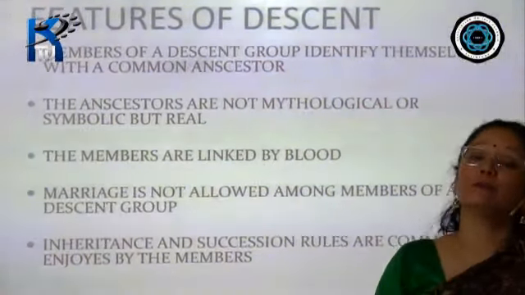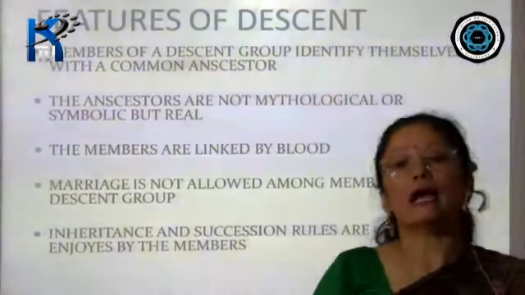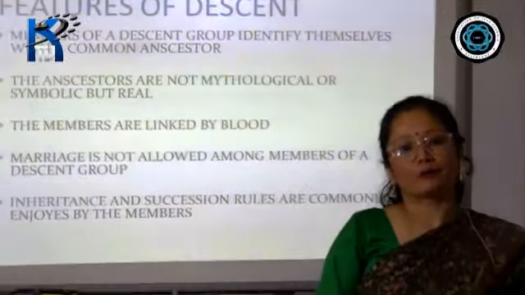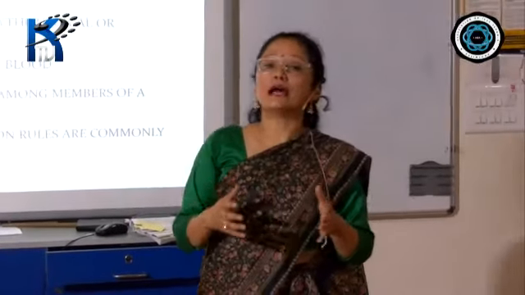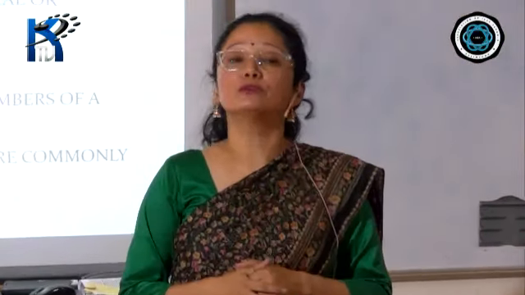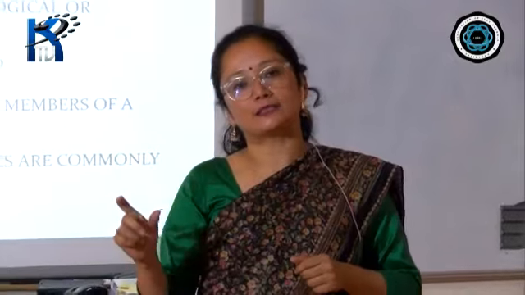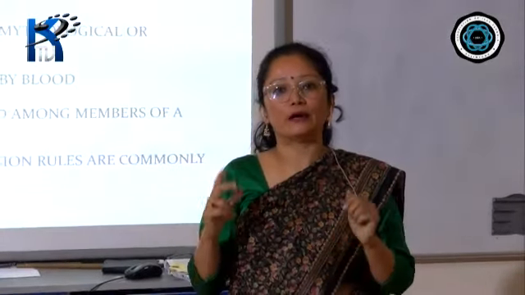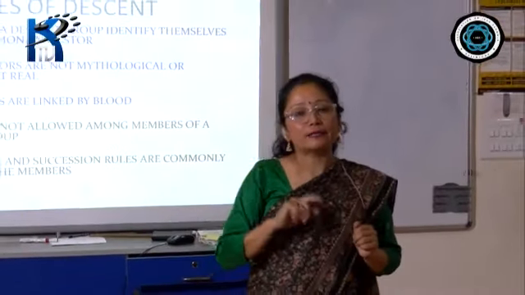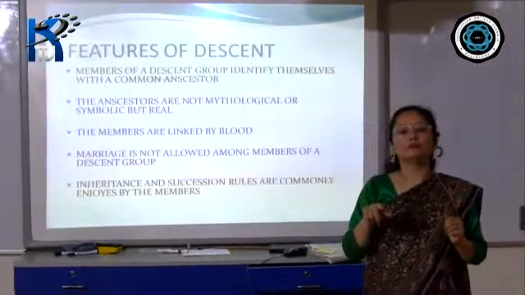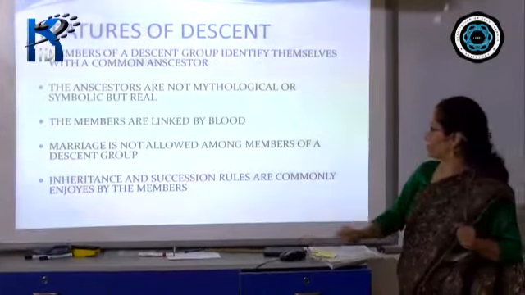You could have a female ancestor, who is called a cognate. And you could have a male ancestor from whom you descended. A male ancestor is called an agnate. So you have learned two new terms, agnate and cognate. Agnate meaning male ancestor, cognate meaning a female ancestor.